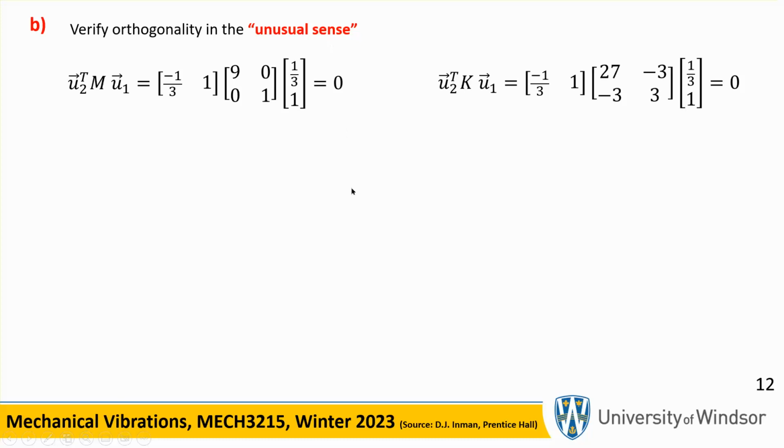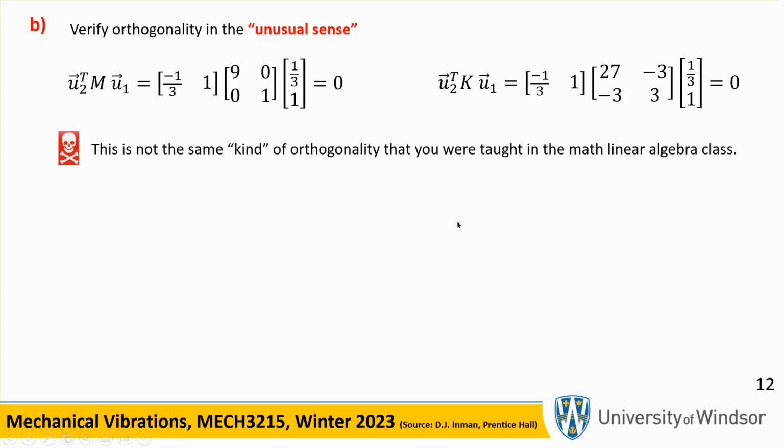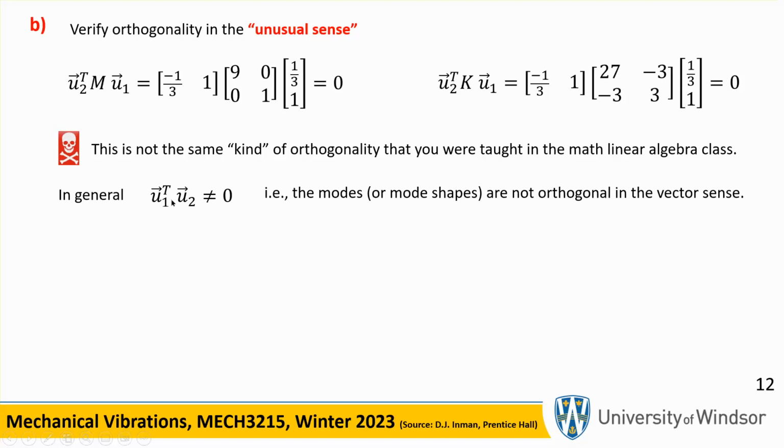So these two modes that I got are orthogonal to each other. The dot product is 0, almost, because the dot product itself is not 0. If you put an m in the middle and a k in the middle, you get 0. So this is not the kind of orthogonality that you were taught in linear algebra class, but it holds for vibration. The modes are mass orthogonal and stiffness orthogonal in this sense. In general, this is not true though.